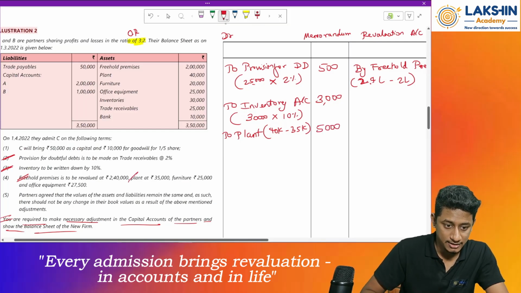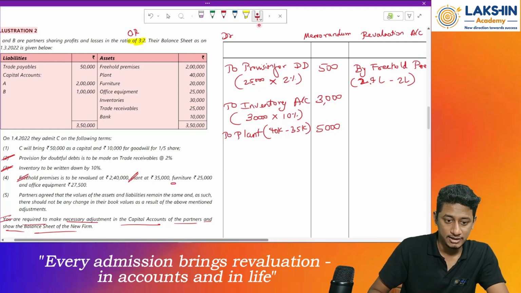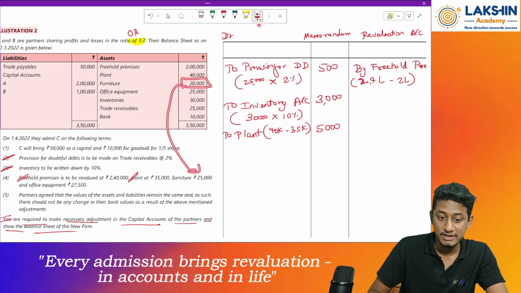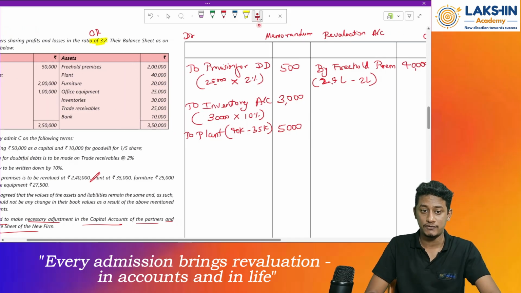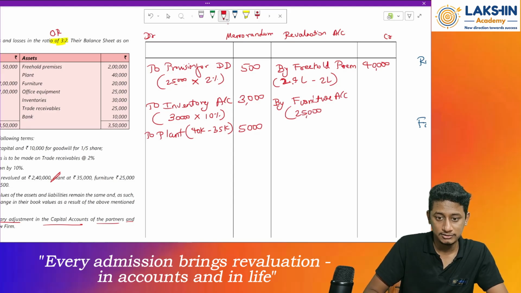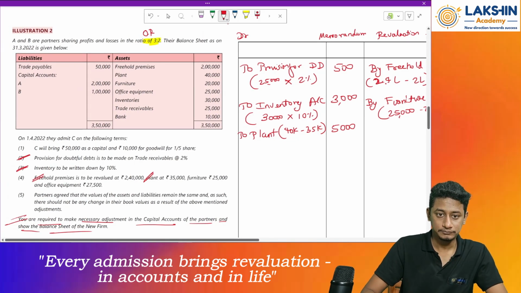I will just mark it. Plant is done. Next. Furniture rupees 25,000. So what was the old value? Rupees 20,000. From 20,000 the value has become what? Rupees 25,000. So that means the value has increased. So whenever the value increases, debit the account. Sorry, credit the account. By furniture account. What is the value? Rupees 25,000 minus rupees 20,000. Rupees 5,000. Okay. Next.